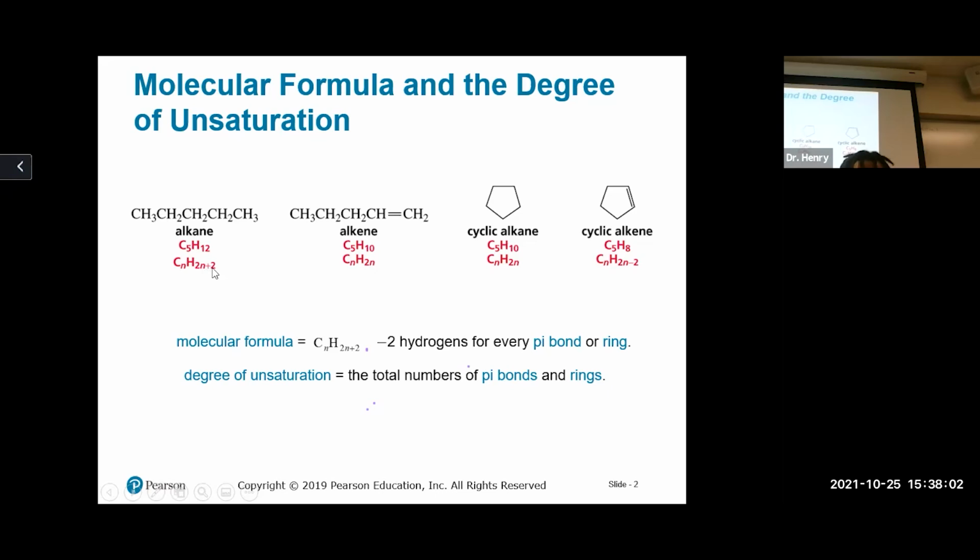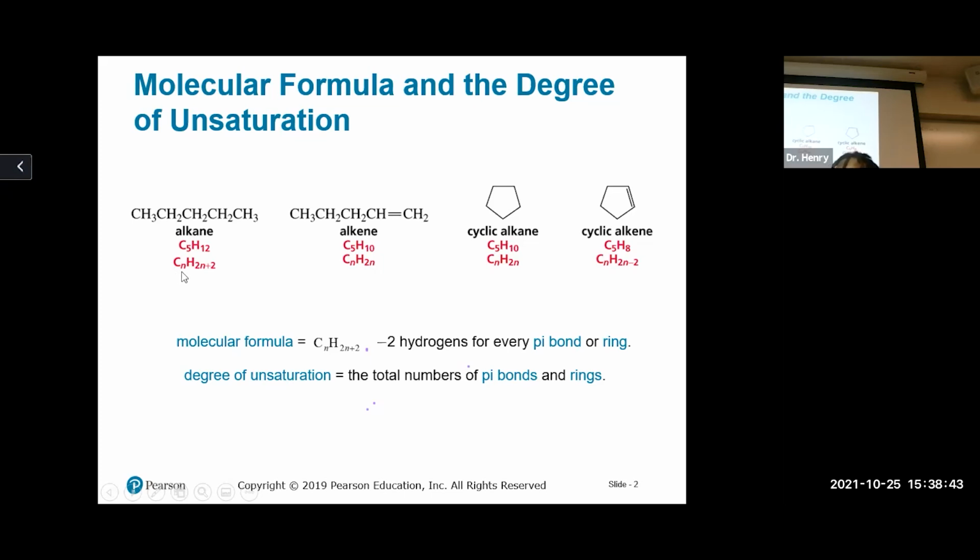CnH2n minus 2. Okay, so if we're talking about methane, C is 1, or I'm sorry, N is 1. So you have C1. And then if N is 1, then actually this is wrong. It should be plus. Oh, it is a plus, it's just not showing up very well. So it's plus 2, not minus 2. Okay, and that's the case of an alkane.